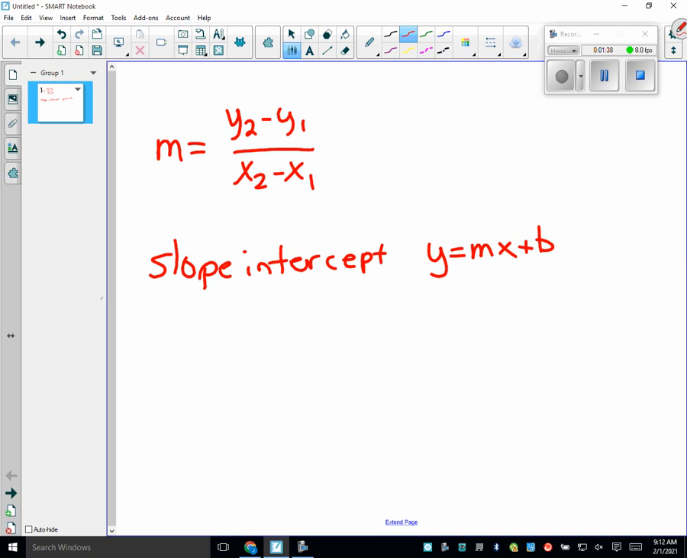You remember that? In the slope, what is b? Where it crosses the y-axis. It's the y-intercept, but just to make sure you understand what that is, it's where it crosses the y-axis, right?